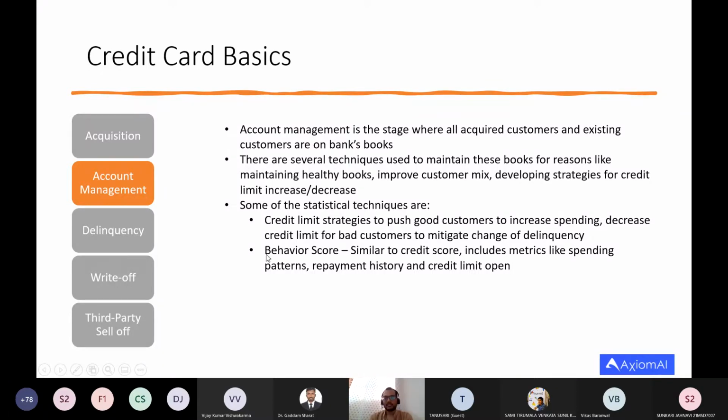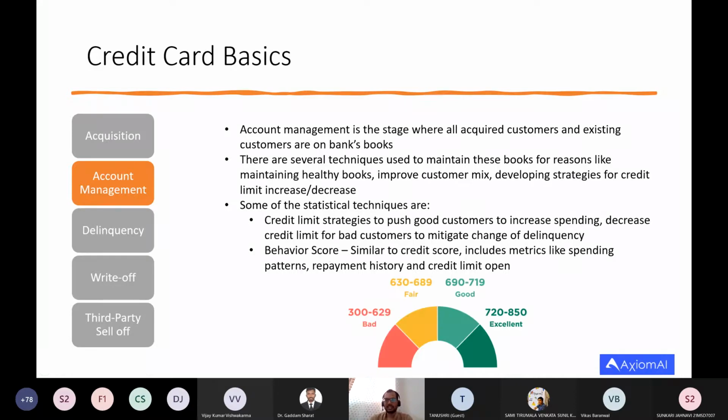And similar to what we have discussed, a FICO score, which is an acquisition score, right? We also have a behavior score. So this is again the same scale, 300 to 850, but the input metrics change here. In acquisition, you're looking across industry at how many cards you hold, history and everything. Here you look at slightly different metrics, like your spending pattern, your credit limit, and your timely payments, as payment history has a huge weightage here.